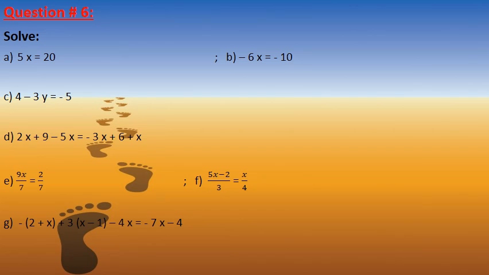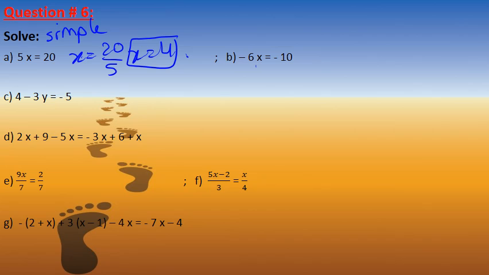In question number 6, we should solve the following equations. 5x equals 20 is a simple equation, so we solve it directly. Then x is equal to 20 over 5, x is equal to 4. Minus 6x equals minus 10, also a simple equation. Then x is equal to minus 10 over minus 6, then x is equal to 5 over 3.